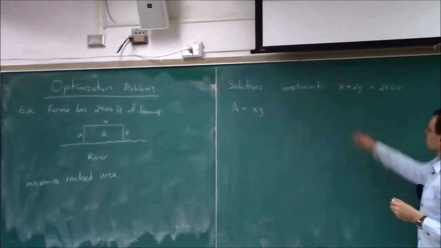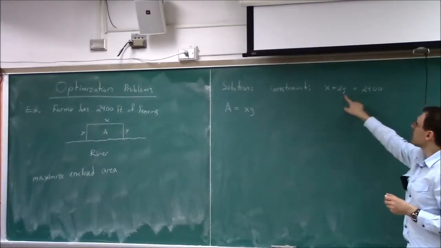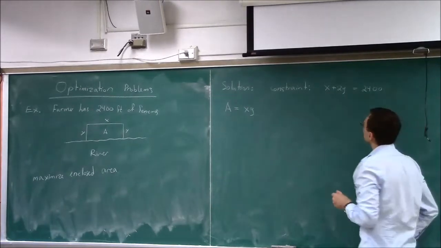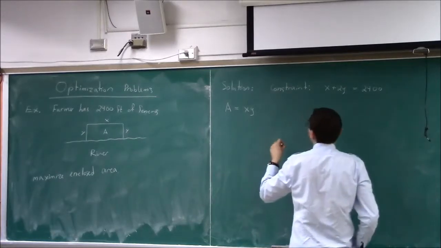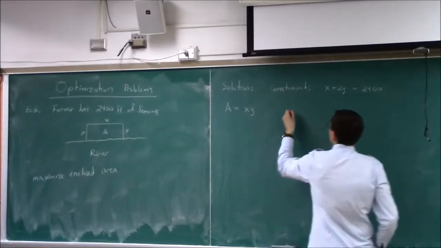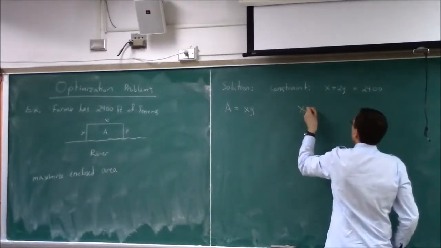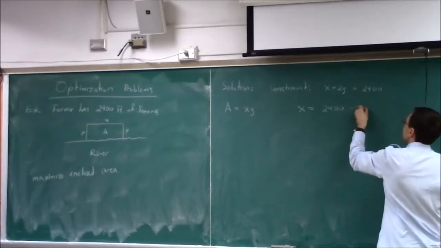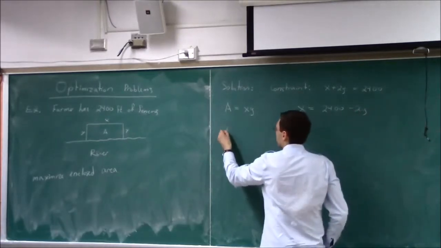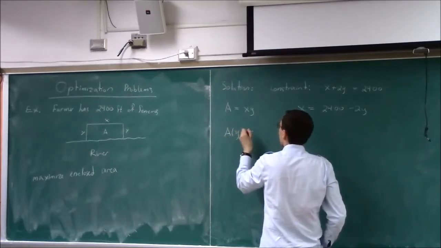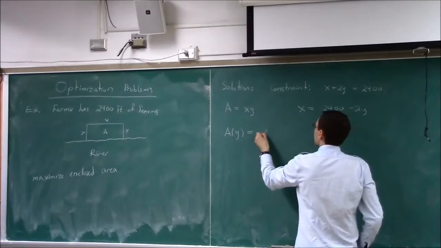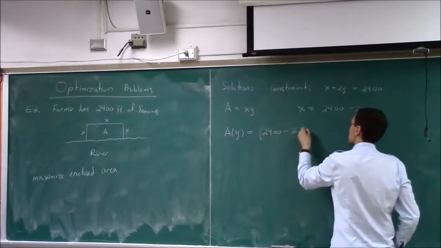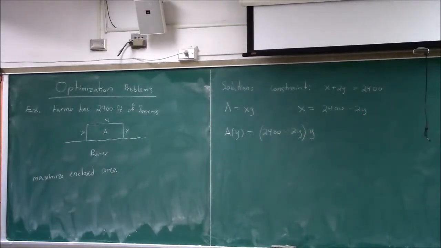So because we have x plus 2y equals this number, we can in fact predict, as soon as we know one of the dimensions, we know the other, right? So we can solve for y, for example, or for x. Let's solve for x, actually. So we have that x is equal to 2400 minus 2y. And therefore, we have that area as a function of y is 2400 minus 2y multiplied by y. Agreed?